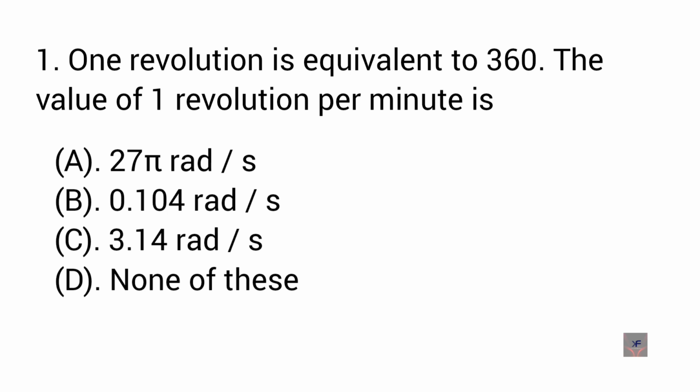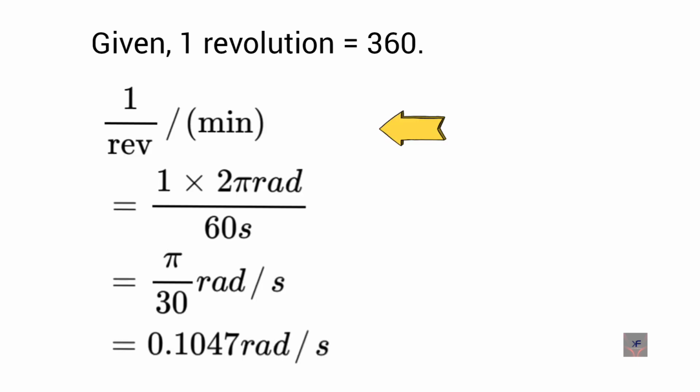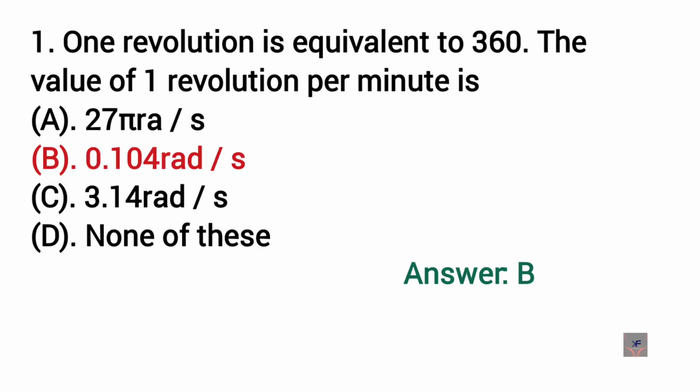Okay, let's see now. Given 1 revolution equals 360°. Therefore, 1 revolution per minute equals 1 into 2π radians divided by 60 seconds. On solving this you get an answer 0.104 radian per second. So the answer is B.